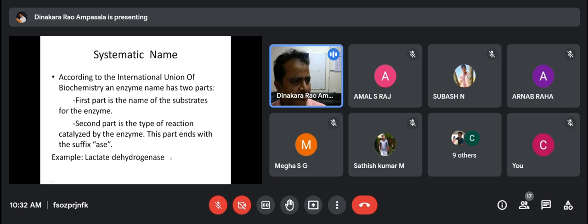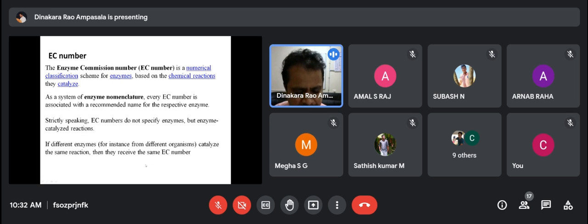So as I said, this group, the International Commission, simplified this nomenclature by giving the enzyme commission number to this classification. Strictly speaking, the enzyme commission number does not specify an enzyme but an enzyme-catalyzed reaction. If different enzymes catalyze the same reaction, they receive the same EC number.